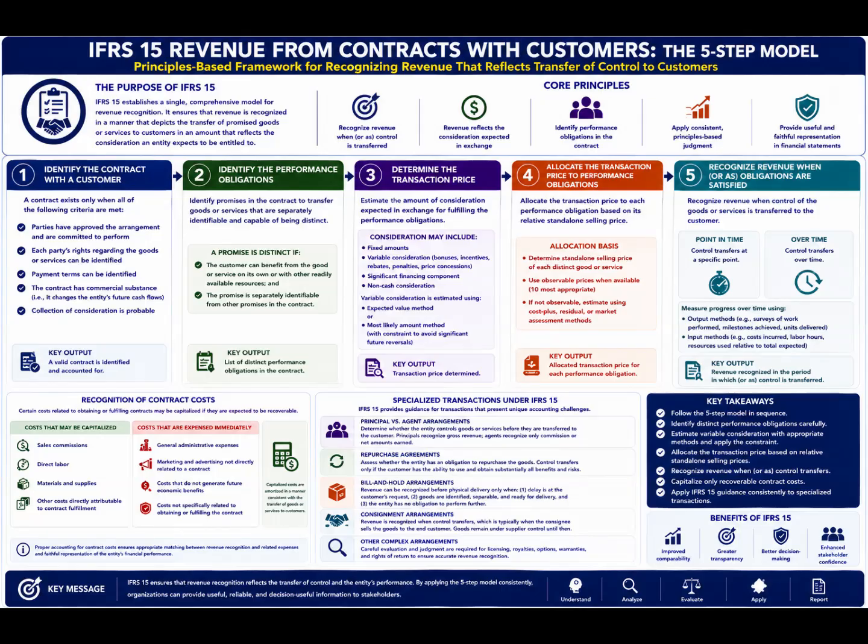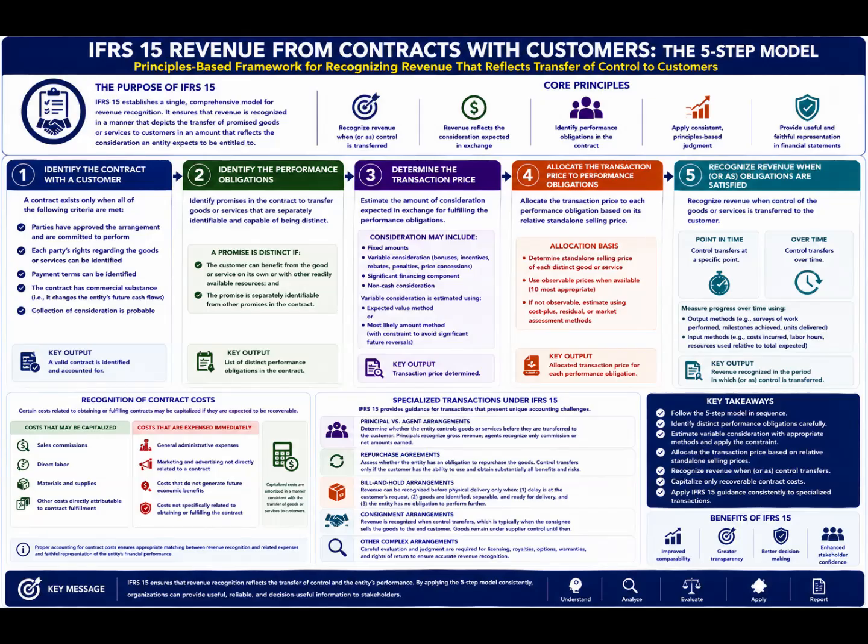Certain incremental costs incurred in obtaining or fulfilling contracts may be capitalized if they are expected to be recoverable. Examples include sales commissions, direct labor, materials, and other costs specifically attributable to satisfying performance obligations. Capitalized costs are subsequently amortized in a manner consistent with the transfer of goods or services to customers. However, costs that do not generate future economic benefits or are unrelated to contract fulfillment must be expensed immediately.